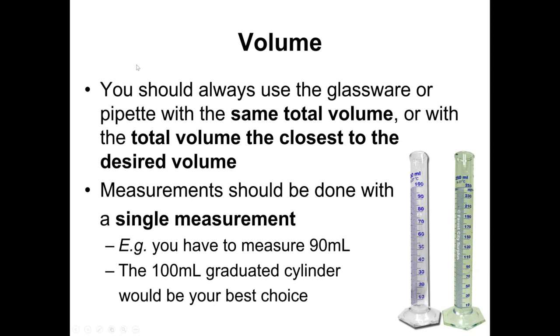For example, if you have to measure 90 milliliters, as you see in this example on the bottom, there is no such thing as a 90 milliliter volumetric flask in most labs, and all you have available are these two graduated cylinders. Both of them would allow you to measure 90 milliliters. It will be up to here in this graduated cylinder and up to here on this one. What you want to use is the one that has a total volume as close as possible to your 90 milliliters. So you would use the 100 milliliter graduated cylinder. This increases the accuracy of your overall measurements.